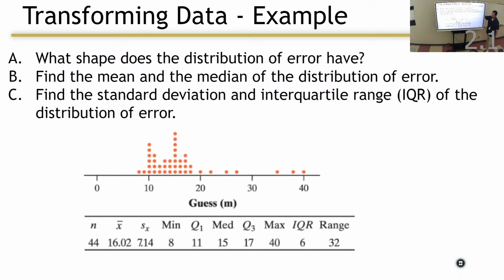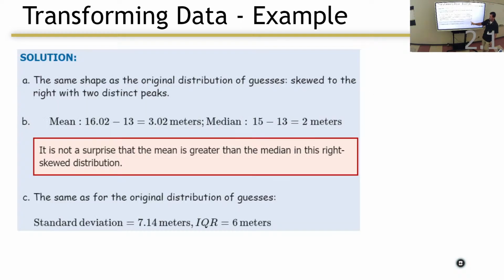Now it wants me to find the standard deviation and the IQR of the error. Well, what did we learn about the standard deviation and the IQR? It's not going to change. It's the same as the original. So it's still going to be 7.14 and the IQR is still going to be 6. Good?